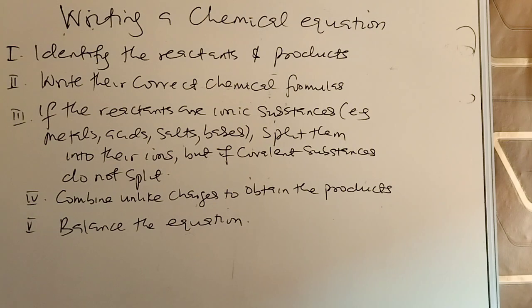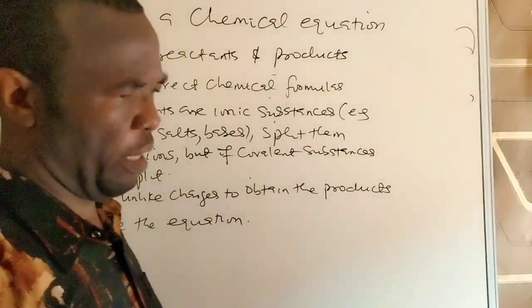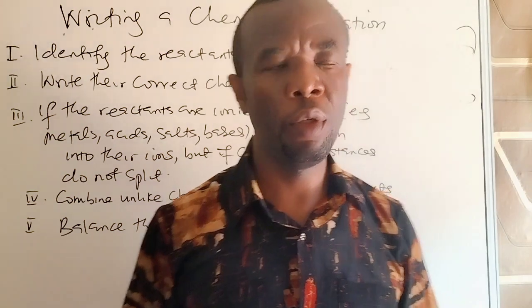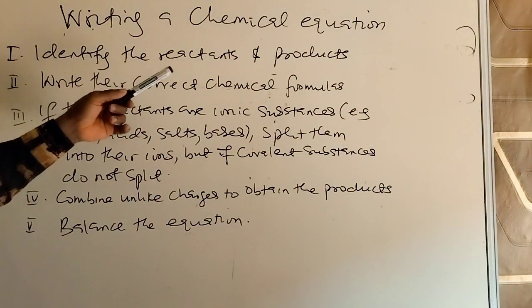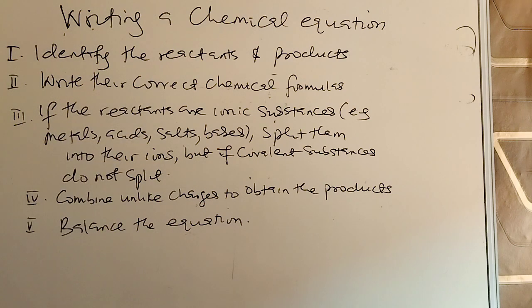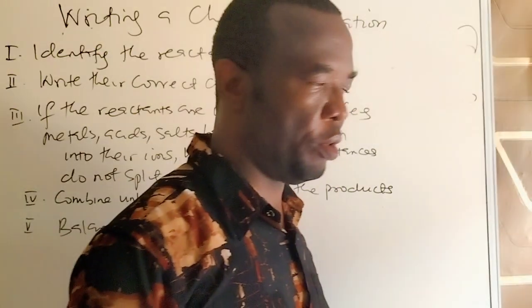So we're looking at how to write a chemical equation, the little steps involved in writing chemical equations that involve mainly two reactants, that's simple equations. So the first step is to identify the reactants and products. For you to write an equation, you must know the reactants. You must be able to predict the likely products.